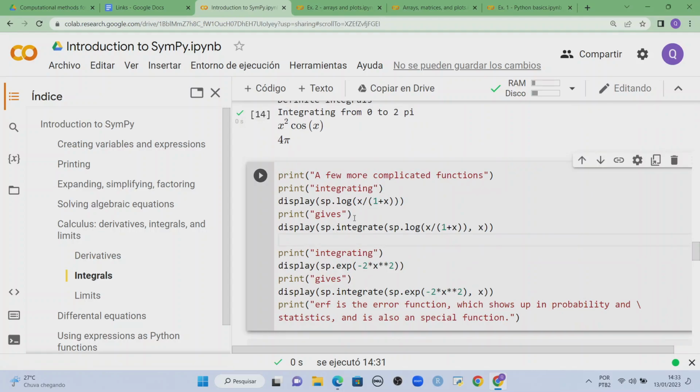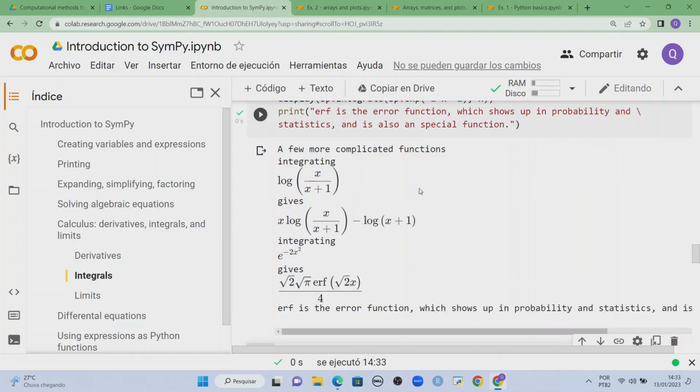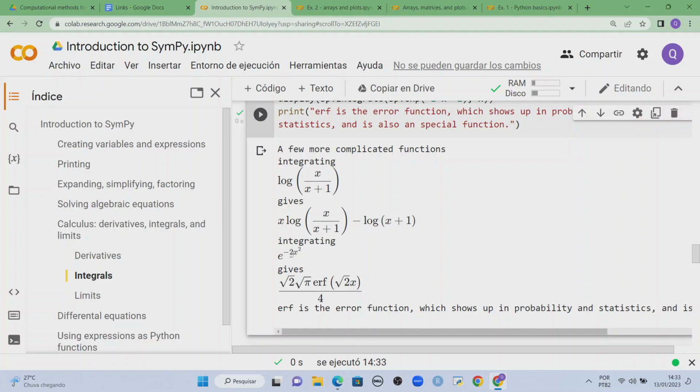Now let's look at a few more complicated examples. This one was pretty simple to do by hand, but for instance, if you try to integrate the exponential of minus 2x squared, you see that this is essentially a Gaussian function. This doesn't have a simple antiderivative, but it can be written in terms of erf, the error function. That is another special function that appears a lot in probability and statistics. Probably you have seen this in the statistical modeling course, I hope. The integral of the Gaussian.